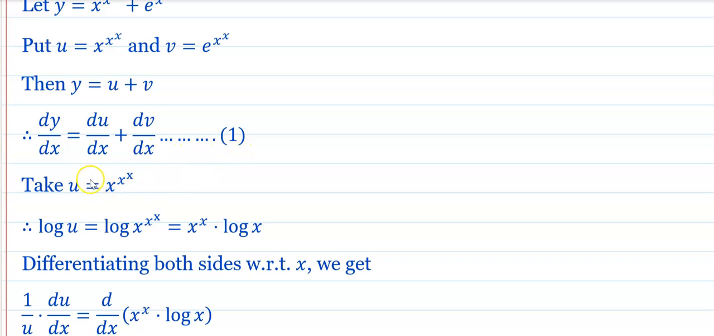Now what is u? u is equals to x raised to x raised to x. Take log on both sides. Therefore, you will get log of u is equals to log of x raised to x raised to x. Then the exponent x raised to x will come forward by using the rules of log. What are the rules of log again? I will explain.